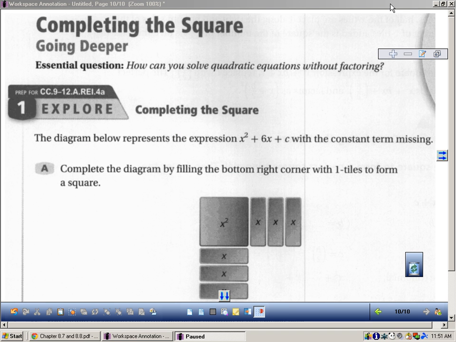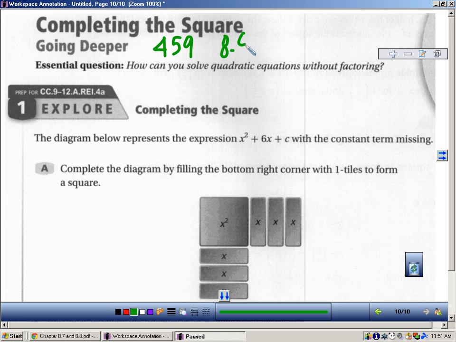Okay, so let's get our books out. We're going to be on page 459, section 8.8. So we're on page 459, section 8.8. And our goal is to solve quadratic equations without factoring. And we're going to do this by what we call completing the square. So first things first, we're going to explore completing the square.